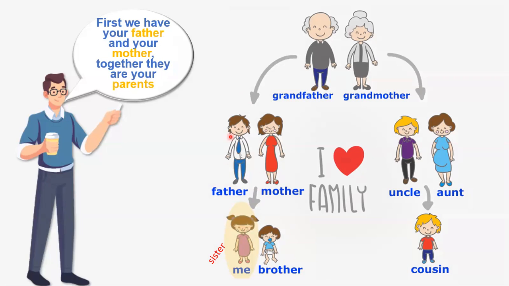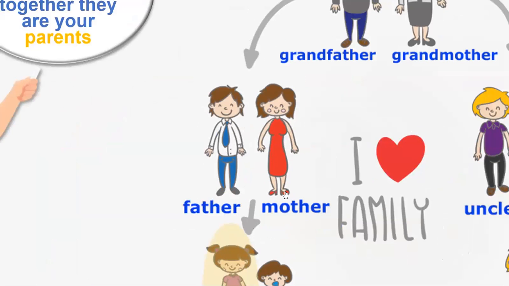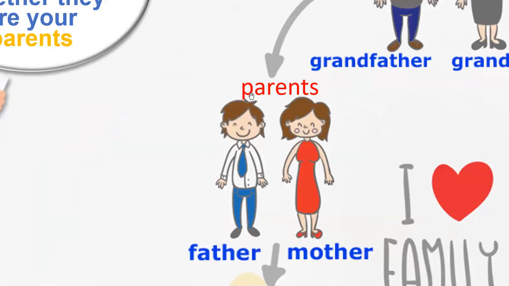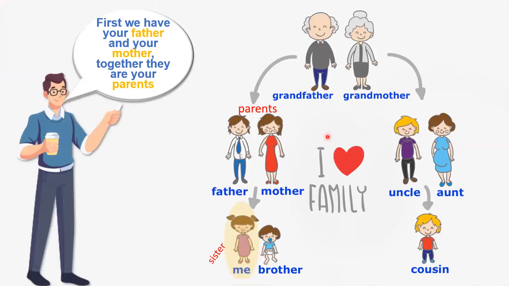First, we have your father and your mother. Okay, father and mother. Together, they are your parents. Okay, father, mother, and together, parents. It's not like in Spanish. En español decimos padre, madre y juntos son padres, pero aquí no decimos fathers, decimos parents para los dos.